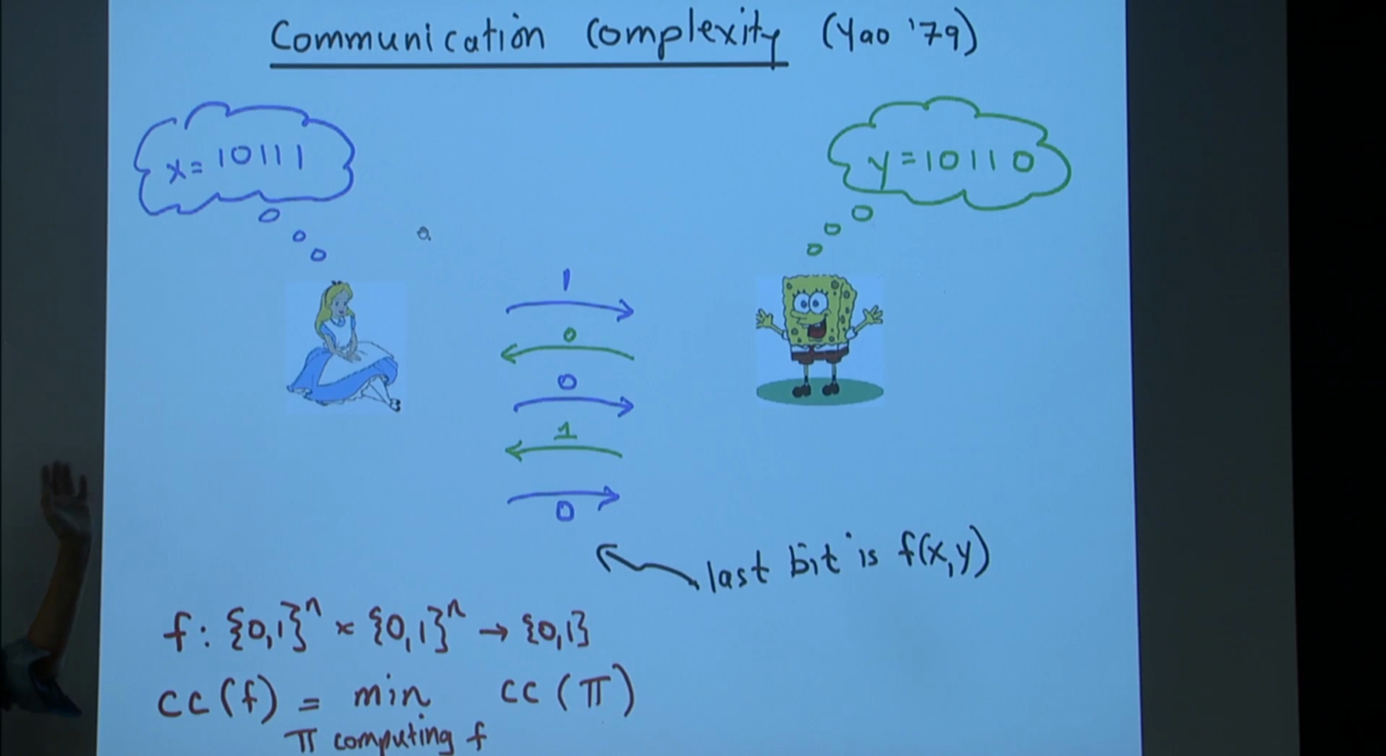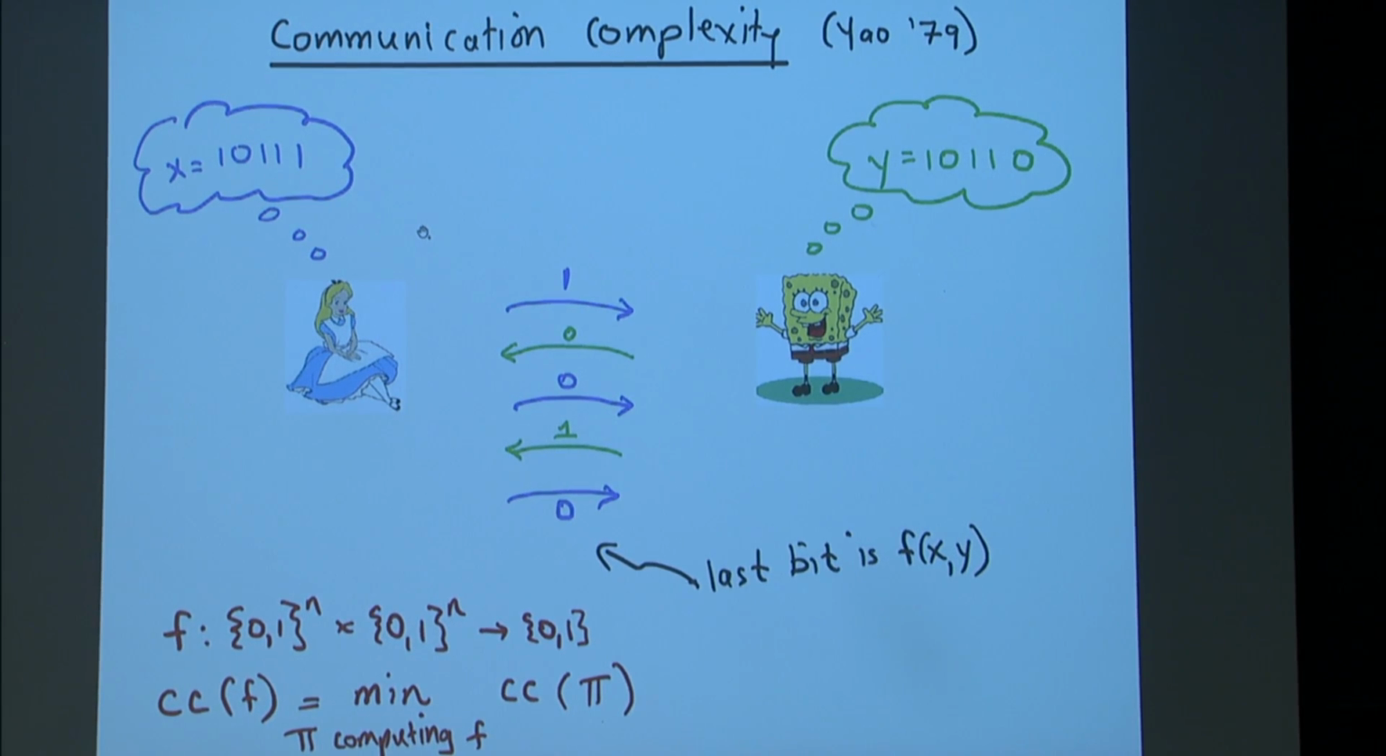And they have a protocol that they've agreed on in advance. So maybe they alternate. Alice always goes first, sends a 0 or 1. Bob goes next, sends a 0 or 1, and so on. And at the end of the conversation, they should both know the value of the function. The communication complexity of the function is the minimum cost over all protocols, so that they can compute the function f on their 2n inputs.